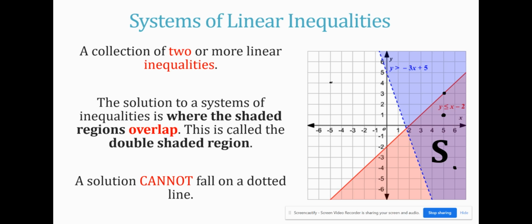Now, obviously, this would not be a solution. It's not in any shaded region. This would not be a solution because it's only in one shaded region. It's not in the double shaded region. Same with a point down here, a point over here. These are not solutions because they're not in the double shaded region. And then this one would probably be the hardest one to identify. But remember from yesterday, if it falls on a dotted line, it is not a solution. So this is not a solution. It has to either be in the double shaded region or it has to be on a solid line in the double shaded region.